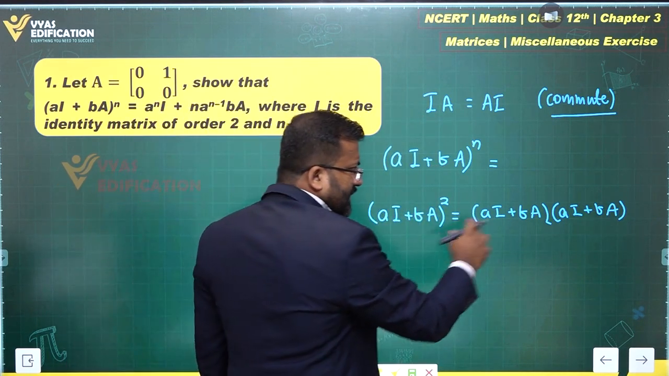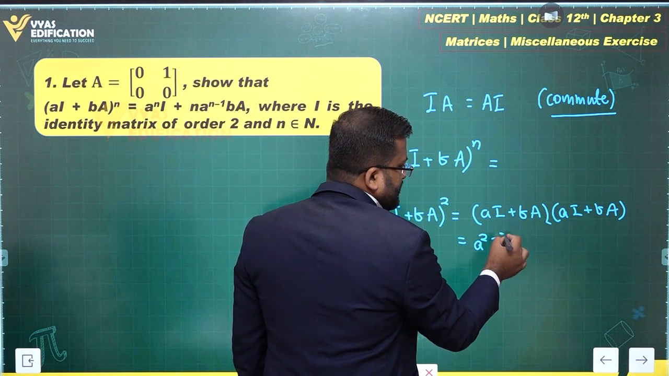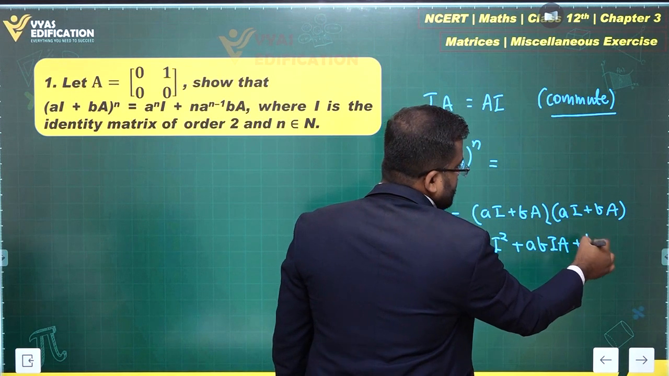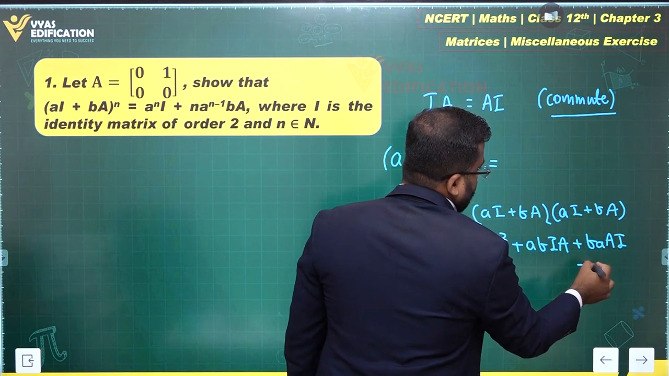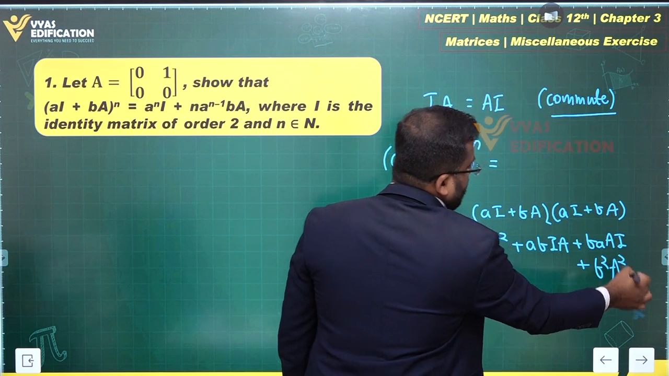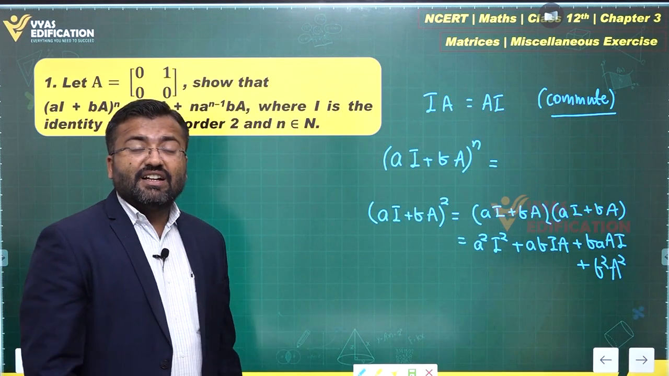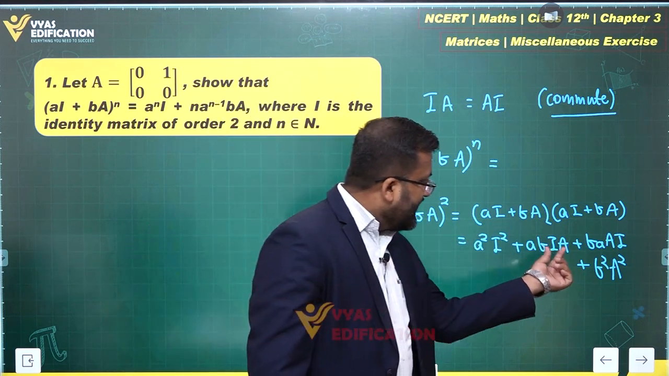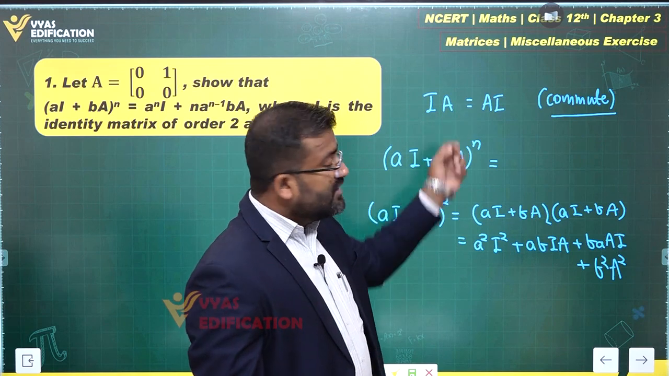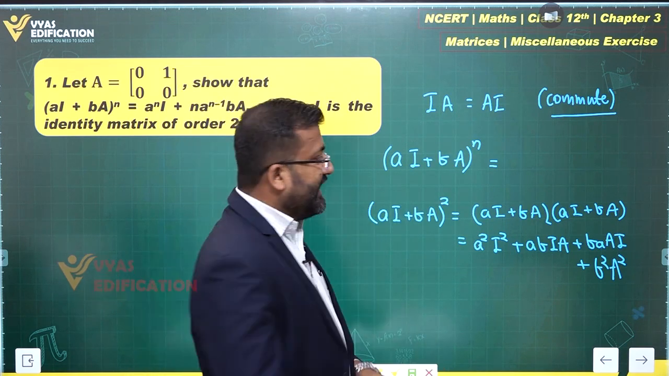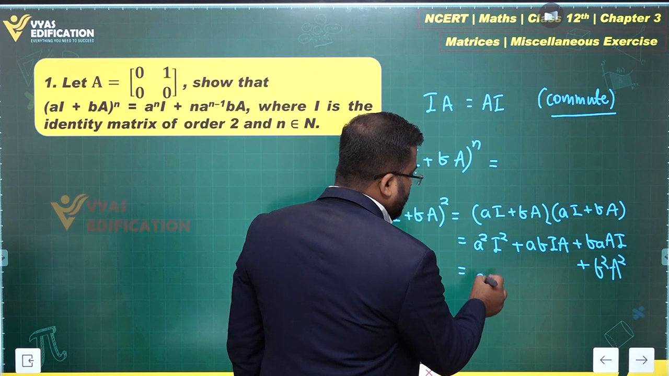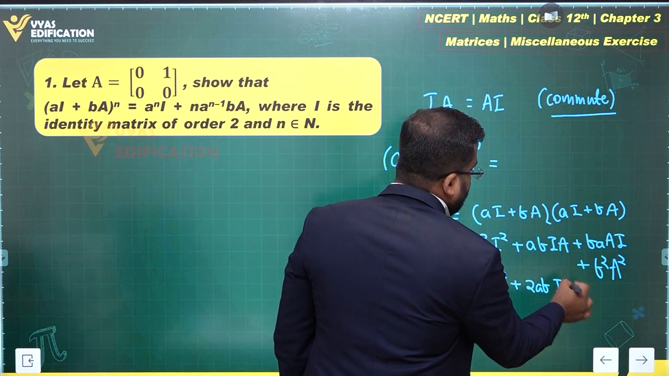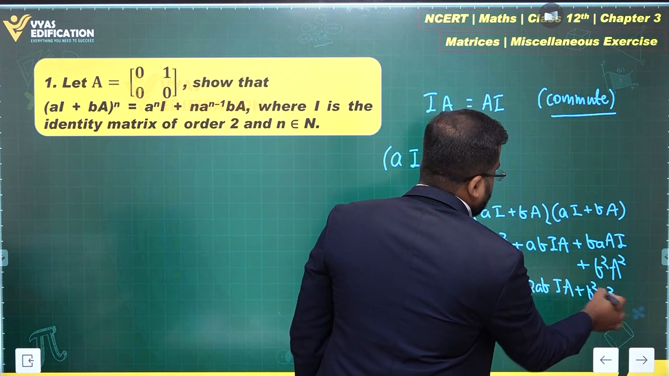So I can multiply them together. This would be a square times I square, plus abIA plus baAI plus b square A square. These are the terms that you will obtain by simply applying the distributive law. But observe, this IA will be equal to this AI because the matrix I commutes with the matrix A, and this will become a square I square plus 2ab IA plus b square A square, right?